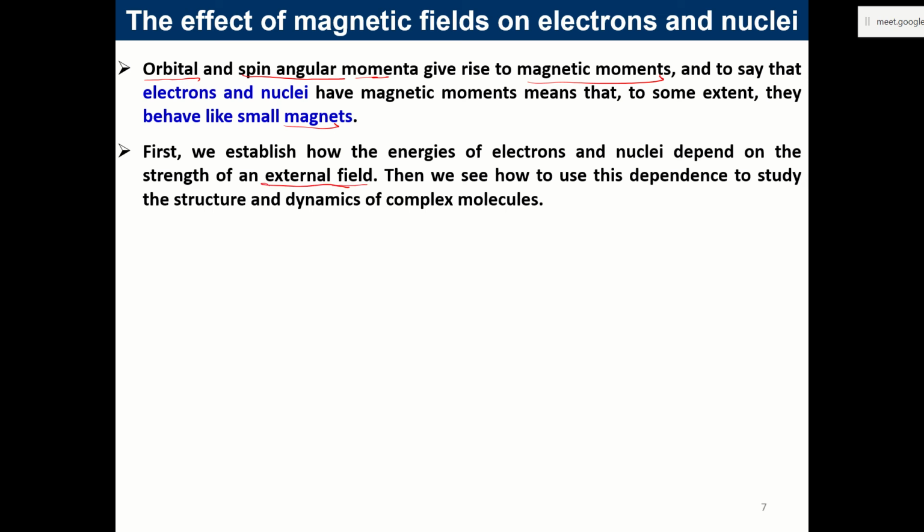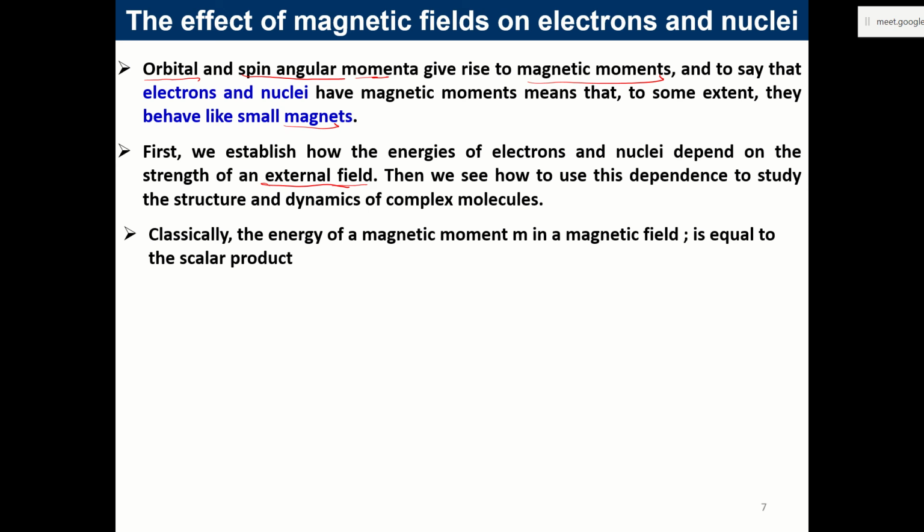So classically, the energy of the system in an applied magnetic field is given by the dot product of B and mu, where B is the magnetic field, and mu is the magnetic moment. This is the symbol of magnetic moment, and B is the magnetic field.